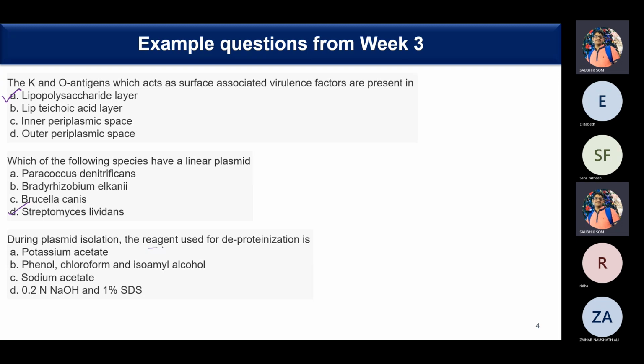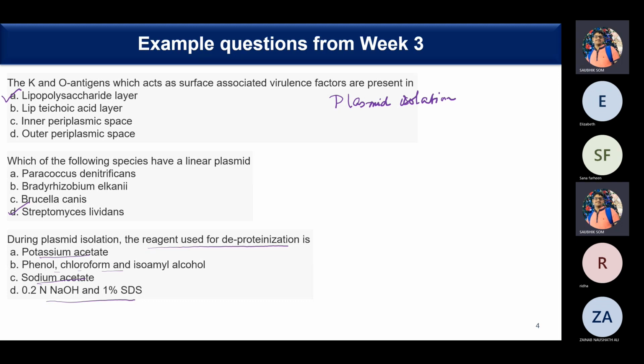During plasmid isolation, the reagent used for deproteinization is potassium acetate, phenol chloroform isoamyl alcohol, sodium acetate, 0.2 normal NaOH and SDS. Now the plasmid isolation method is the alkaline lysis method, right? The alkaline lysis method has different solutions, right? Solution 1 and solution 2, right? Correct.